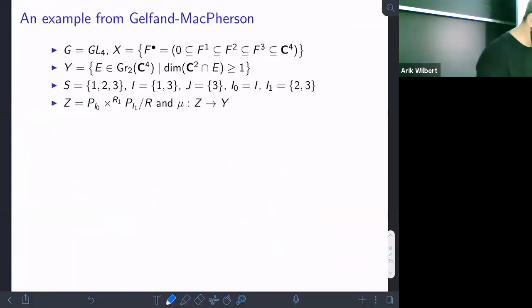So let me just do a quick example here. I hope it's somewhat quick. So G is GL4, X is the flag variety. So this is the set of all complete flags. You have a subspace of each dimension trapped between 0 and C4. So the flag variety projects down to partial flag varieties corresponding to bigger parabolic subgroups. Let me call it something like X_I, and so that's just G mod P_I.